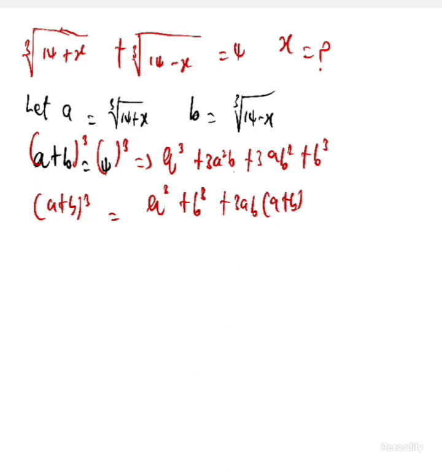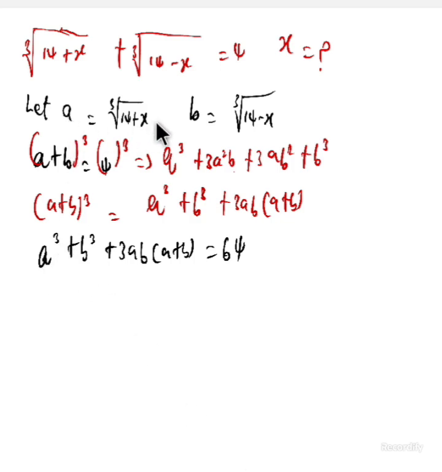Do you understand now? Then we know that 4 raised to the power of 3 will give us 64. So we can write a plus b to the third power as a to the third power plus b to the third power plus 3ab into bracket a plus b equals 64.